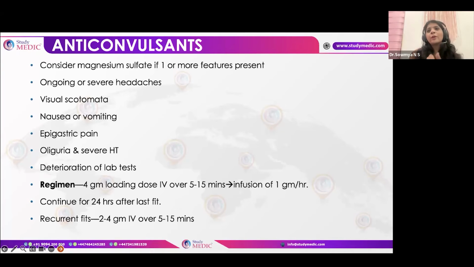Obviously, you have to monitor the urine output, respiratory rate, and deep tendon reflexes, and you need to know the levels. The first thing which goes is deep tendon reflex, right? And you have to be careful because they are more prone to respiratory depression. If that happens, the antidote is 10 ml of 10% calcium gluconate. Okay.